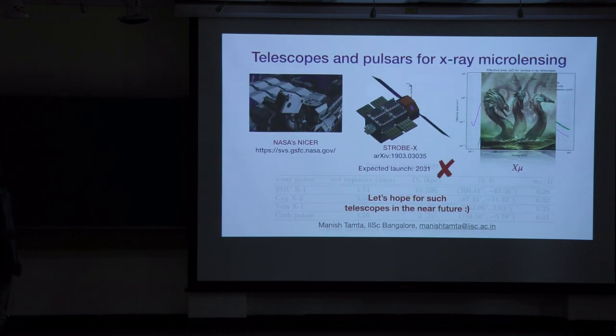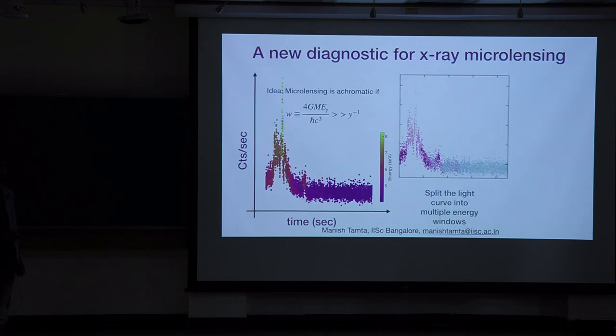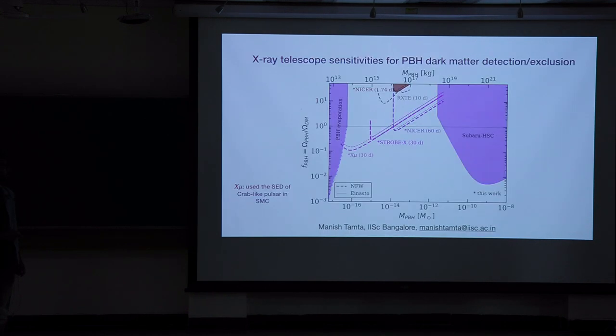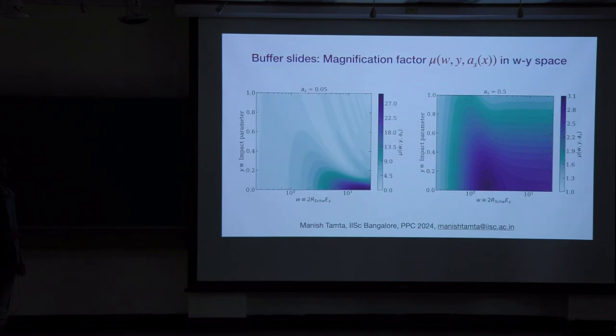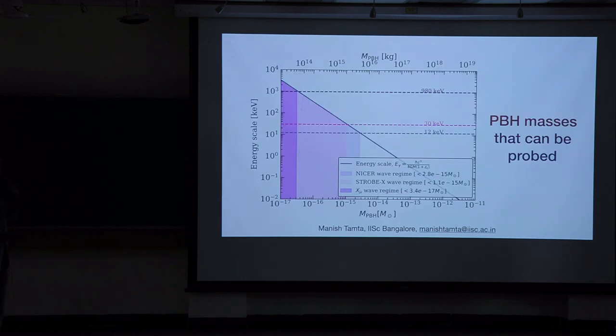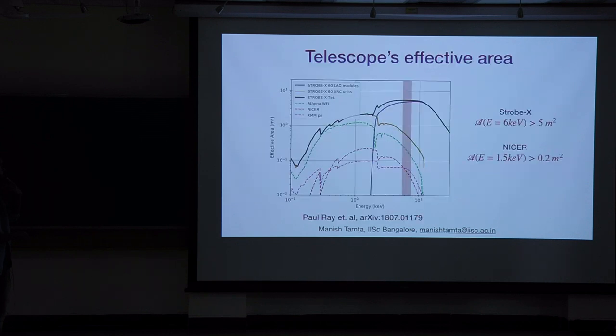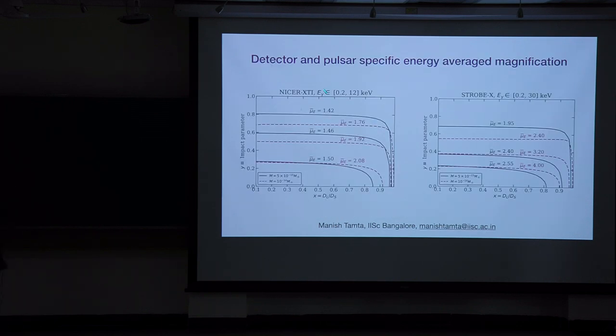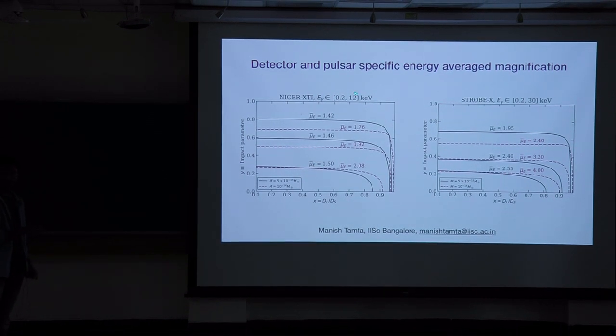So if I show you the, oops. Yeah, right. Are these contours visible from the back? Okay. This W parameter you are seeing here, sorry, I think it won't describe that much better. So maybe I'll go to this plot. For instance, you can see that this is the NICER telescope and this is a different telescope, Stobax. This goes to 30 keV and this goes till 12 keV.